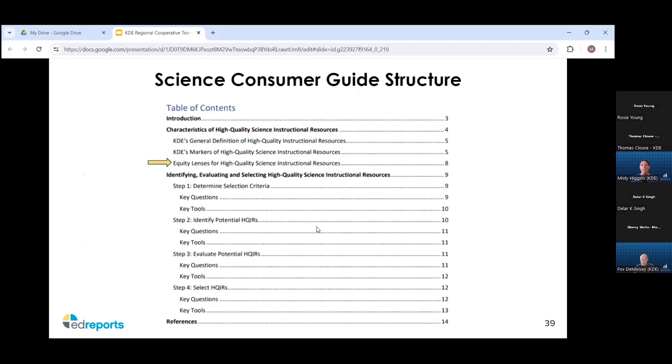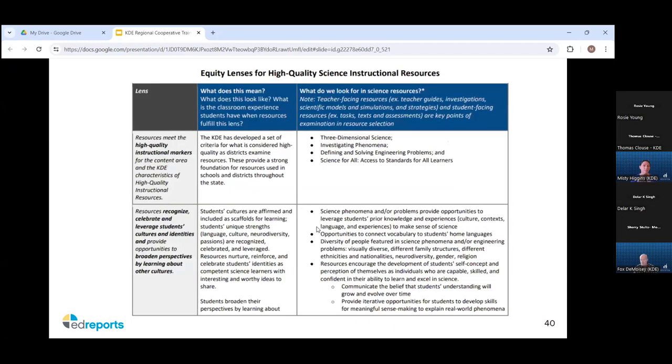So to support schools and districts in selecting equitable resources, the Consumer Guide includes a detailed table that contains five equity lenses. We partnered with leading educators a few years ago to establish those five equity lenses, and then we worked with EdReports this past year to craft specific look-fors in science resources aligned back to each of those lenses. We're not going to have time today to dig into this particular resource, but we definitely wanted to make sure we brought it to your attention. We have a screenshot here because we want to orient you to the layout of it, so when you come back to it later, you'll know what you're looking at.